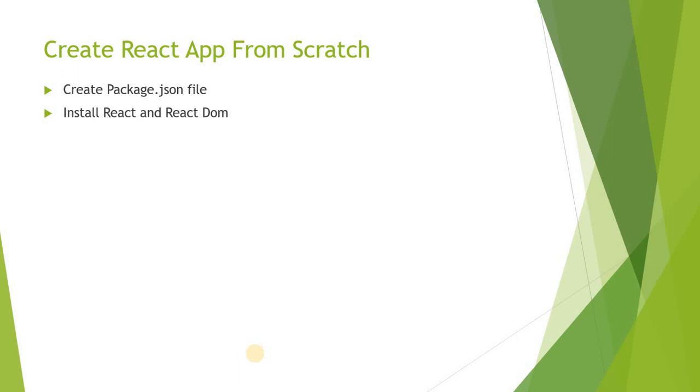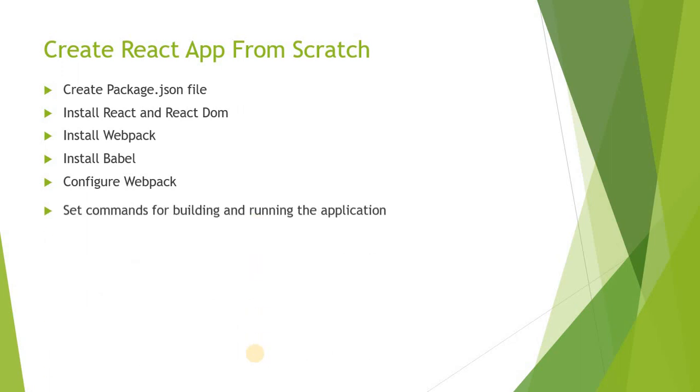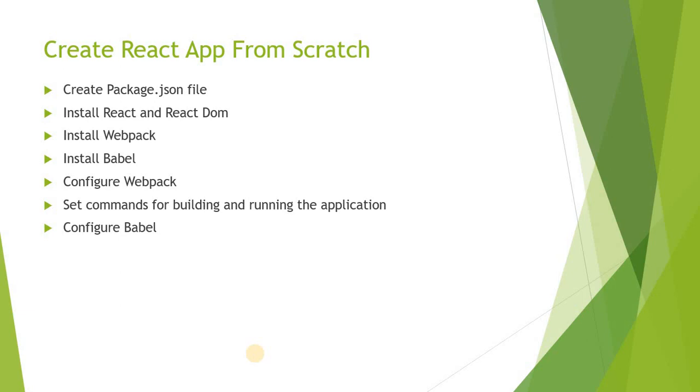We will install the different dependencies with the help of the package.json file, and we will install React and React DOM. After that, we will install Webpack and Babel. After that, we will configure Webpack, and then we will change the package.json file, in which we will define how to build your React application as well as run it. So we will see the different commands for building and running the application.